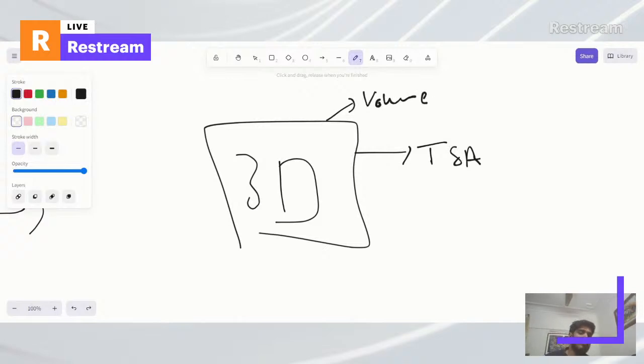So what's the difference between volume and total surface area? Can anyone tell me what the difference is? Right, so total surface area is the area that is occupied by the shape in its surrounding, right? But the volume of the shape means how much can it carry, how much can it contain. So that's the volume, right?